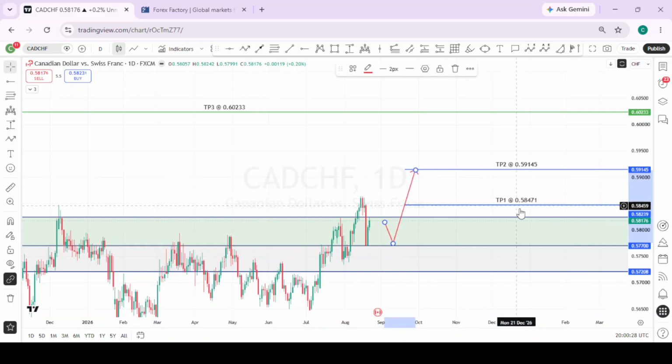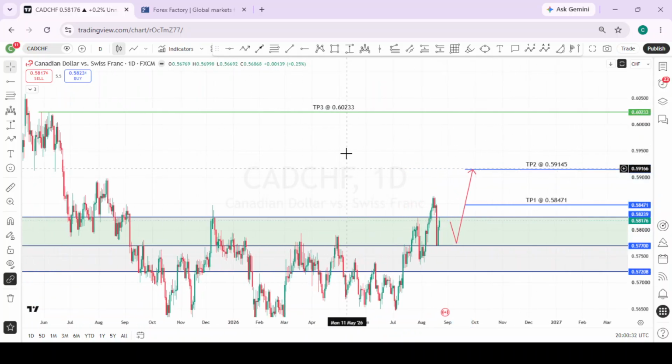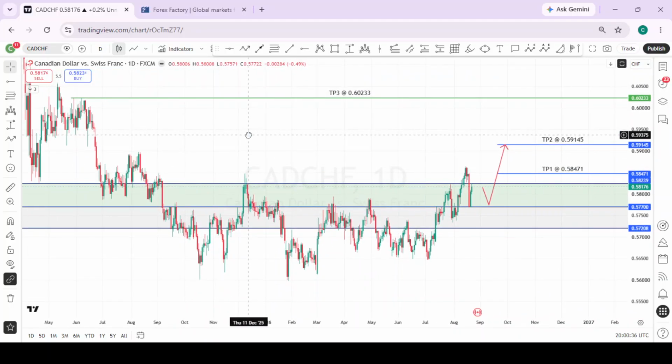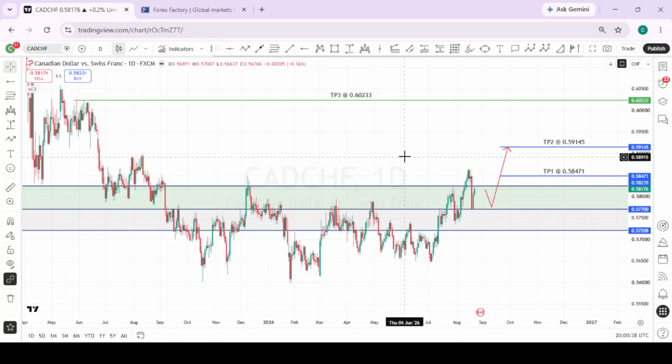So this is our TP1, TP2, and this is our ultimate TP, which is a TP3 we have above. So we are going to be patient to see how price develops within this area of interest, and we'll take our buying opportunities to the upside on CAD CHF.